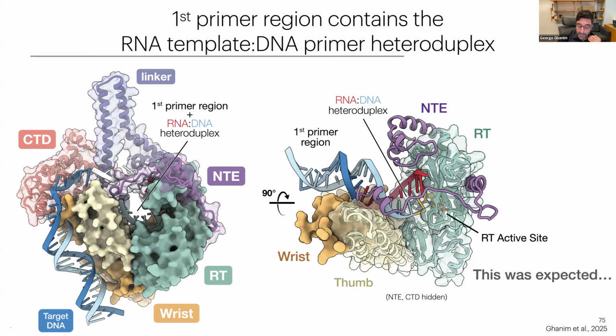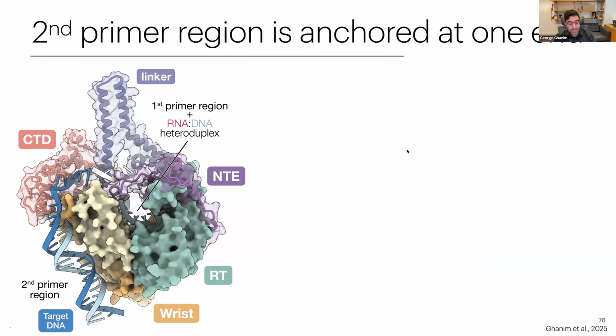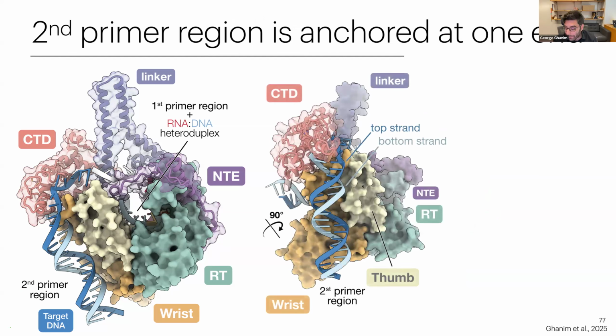And the target DNA here, the first primer region, is priming cDNA synthesis in the RT active site. And this was completely expected. Okay, but what was not expected is what's happening at the second primer region. So we can zoom in, and we find at the second primer region, it appears to be pinned at one end by the CTD.